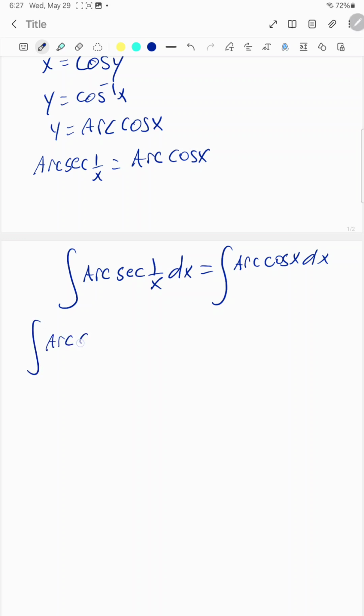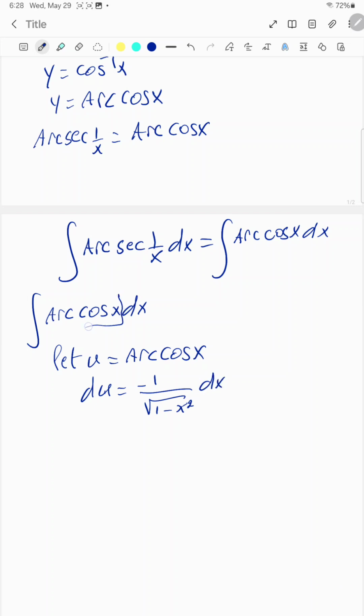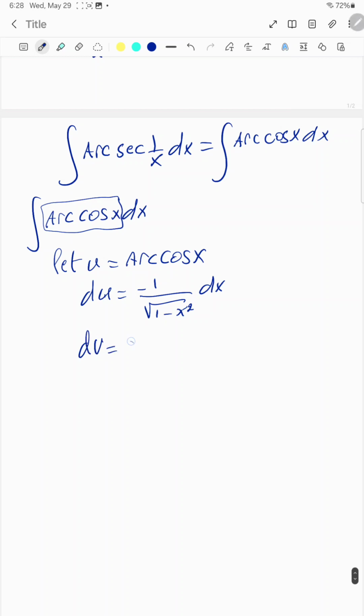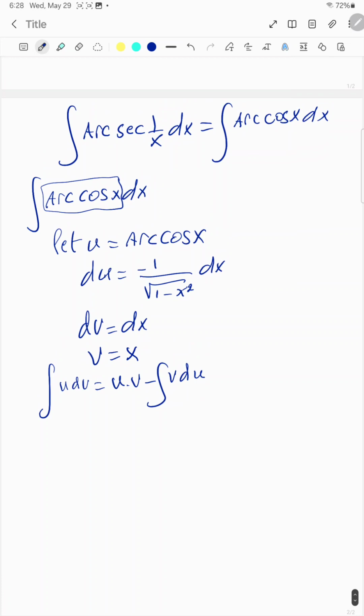So for the integral of arccos x dx, I say let u equal arccos of x. So my du is equal to minus 1 divided by the square root of 1 minus x squared, dx. That's the formula. I only have dx left, so I say my dv is equal to dx. That means my v is equal to x. Now let's do it by integration by parts. The formula is the integral of u dv is equal to u times v minus the integral of v du.